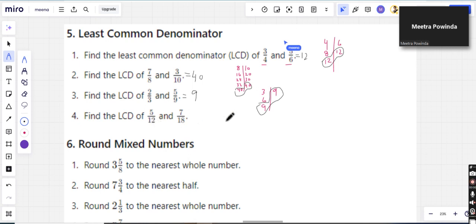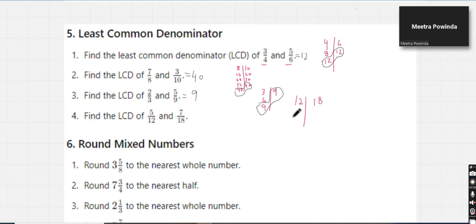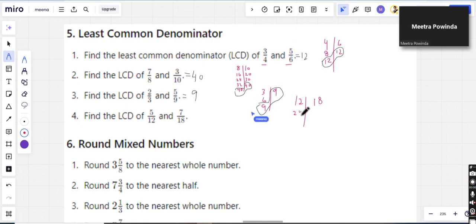And after that, 12 and 18. 12 times 2 we get 24, 18 times 2 we get 36, 12 times 3 we get 36. Now here the least common denominator is how much, dear?